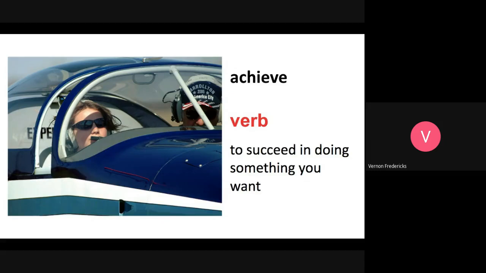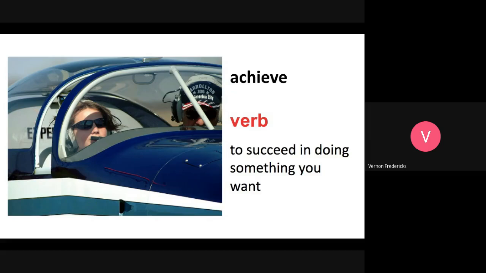The next word is achieve. And achieve is a verb, to succeed in doing something you want. So you achieve your goals. You are studying at university. First of all, you were in high school, and now you are studying at university. You achieve one of your goals. From high school to university, your grades were good enough. So you are now in university.